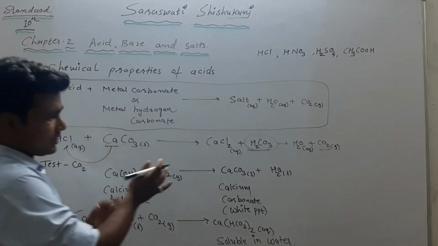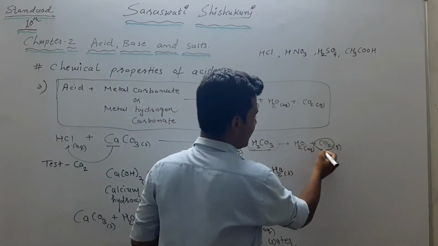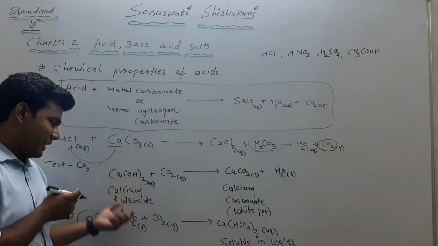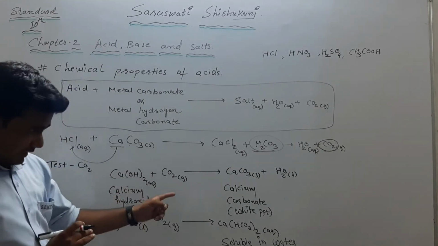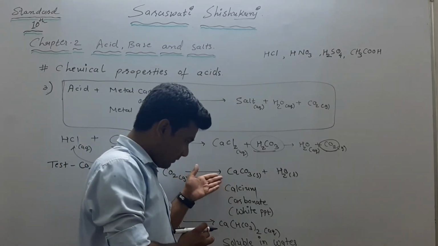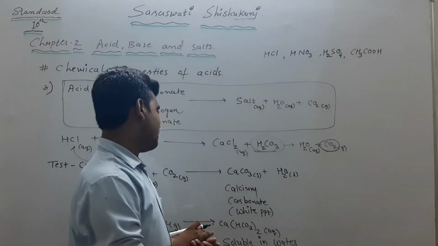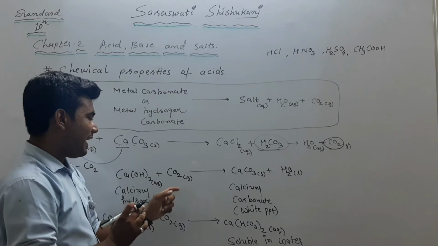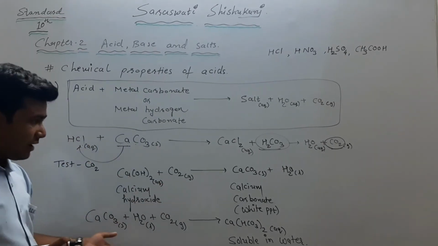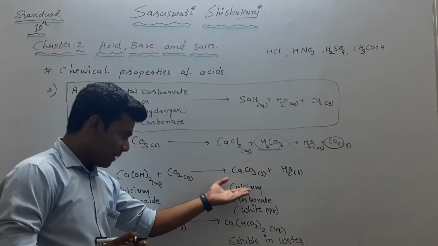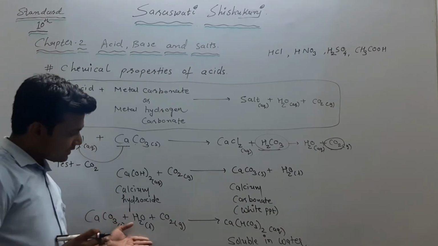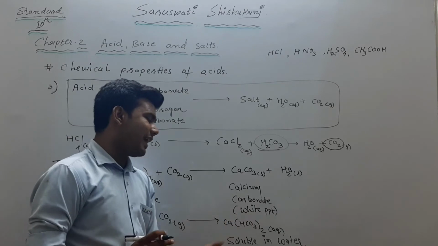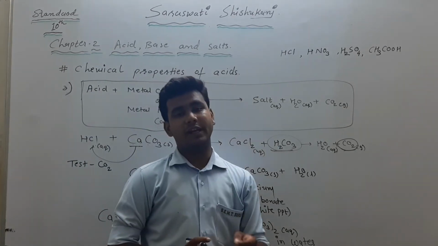But during this reaction, the carbon dioxide which is produced, for testing of carbon dioxide, we can pass that gas through calcium hydroxide, and if it gives us calcium carbonate of white color, that is the result, that the gas which is evolved will be carbon dioxide. If this calcium carbonate reacts with excess water and carbon dioxide, it will give us calcium bicarbonate that will be soluble in water.